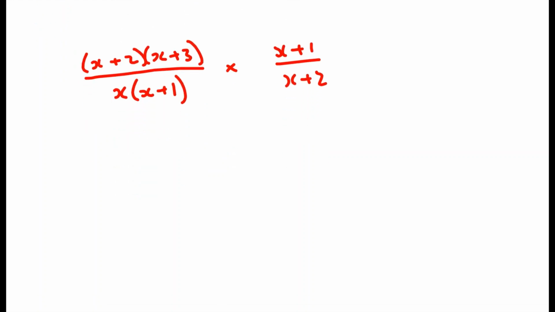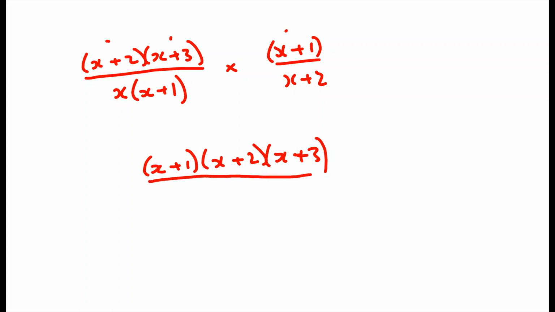Still leaving everything in brackets, I'm going to do top times top, bottom times bottom. So we're going to end up with x plus 1 multiplied by x plus 2 multiplied by x plus 3 on the top. So we've got x plus 2, x plus 3, and x plus 1 there and there. And on the bottom, we have x plus 1, and x plus 2.